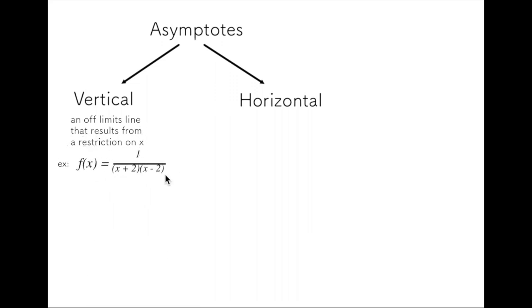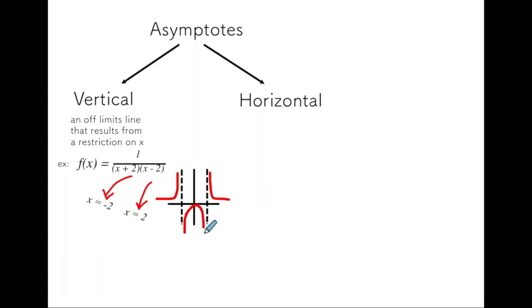We'll say this function here, 1 over (x plus 2)(x minus 2). You can see that there are two possible x values that would make the denominator 0: x equals minus 2 and x equals 2. From here, you can imagine what the graph of this function would look like. These asymptotes at negative 2 and 2 force my function to behave in a way that the graph would look something like this.